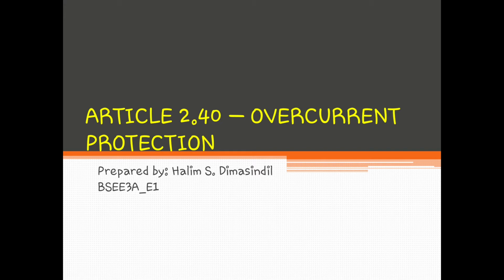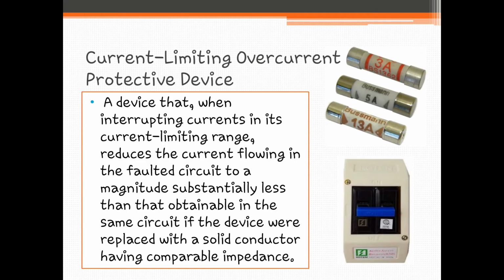So, next. Next is definition of terms. Current limiting overcurrent protective device. A device that when interrupting current in its current limiting range reduces the current flowing in the faulted circuit to a magnitude substantially less than that obtained in the same circuit if the device were replaced with a solid conductor having comparable impedance. So, pinaka-common nato na nailhan na OCPDs, overcurrent protective devices, or breakers and fuses.